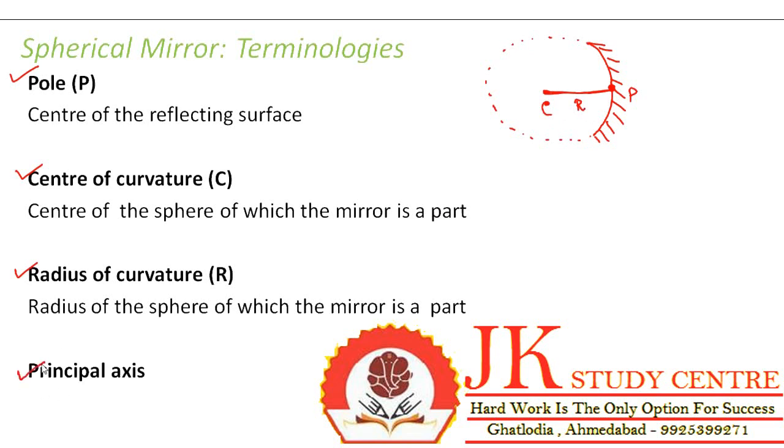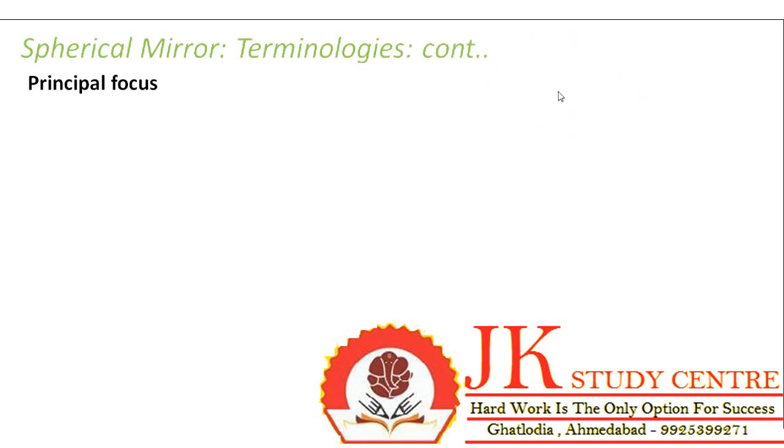Next is the principal axis. It is the line joining the pole with the center of curvature. That means this line is known as the principal axis. So you understand the difference. This distance is the radius of curvature, but this line is known as the principal axis. The principal axis can extend this way. The distance between the center of curvature and the pole is known as the radius of curvature. Right? Okay.